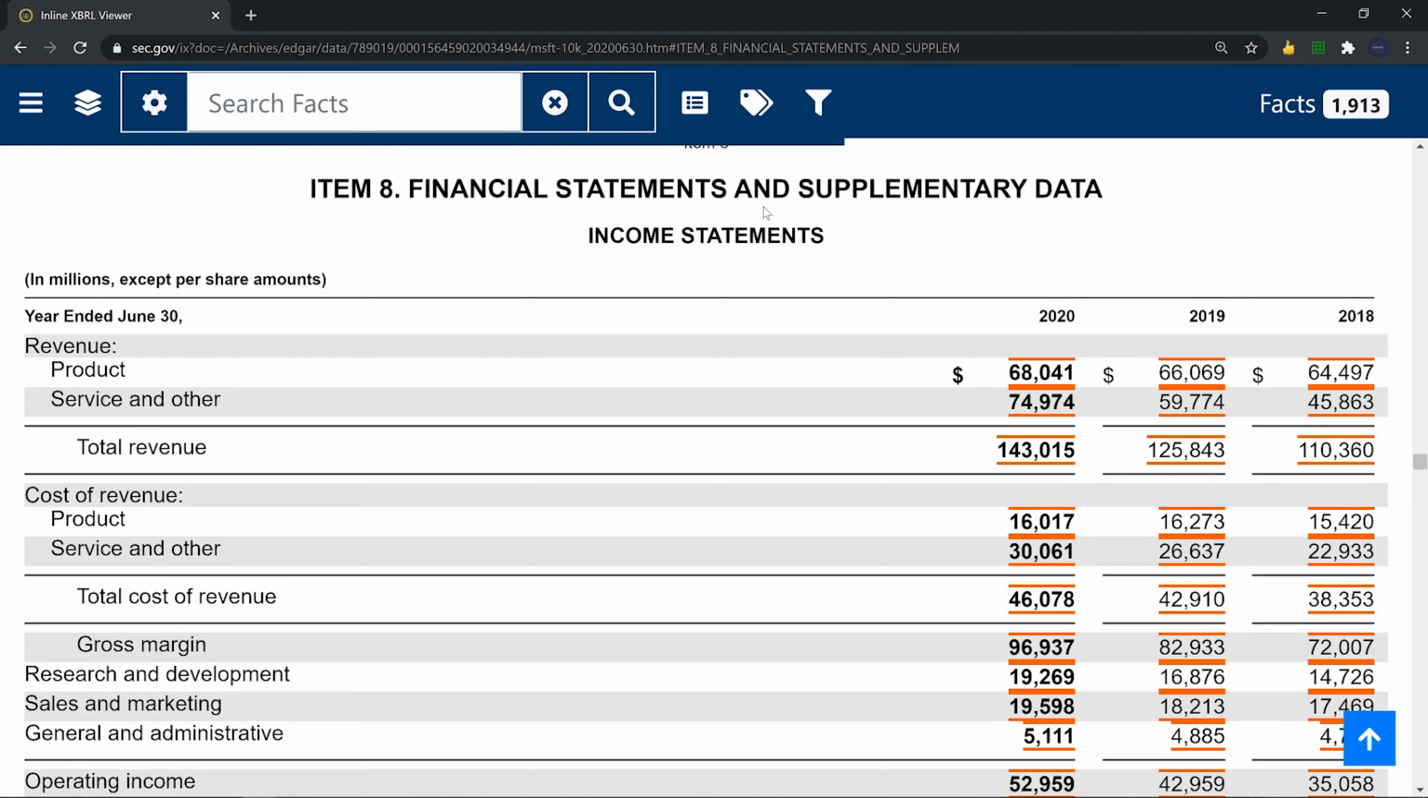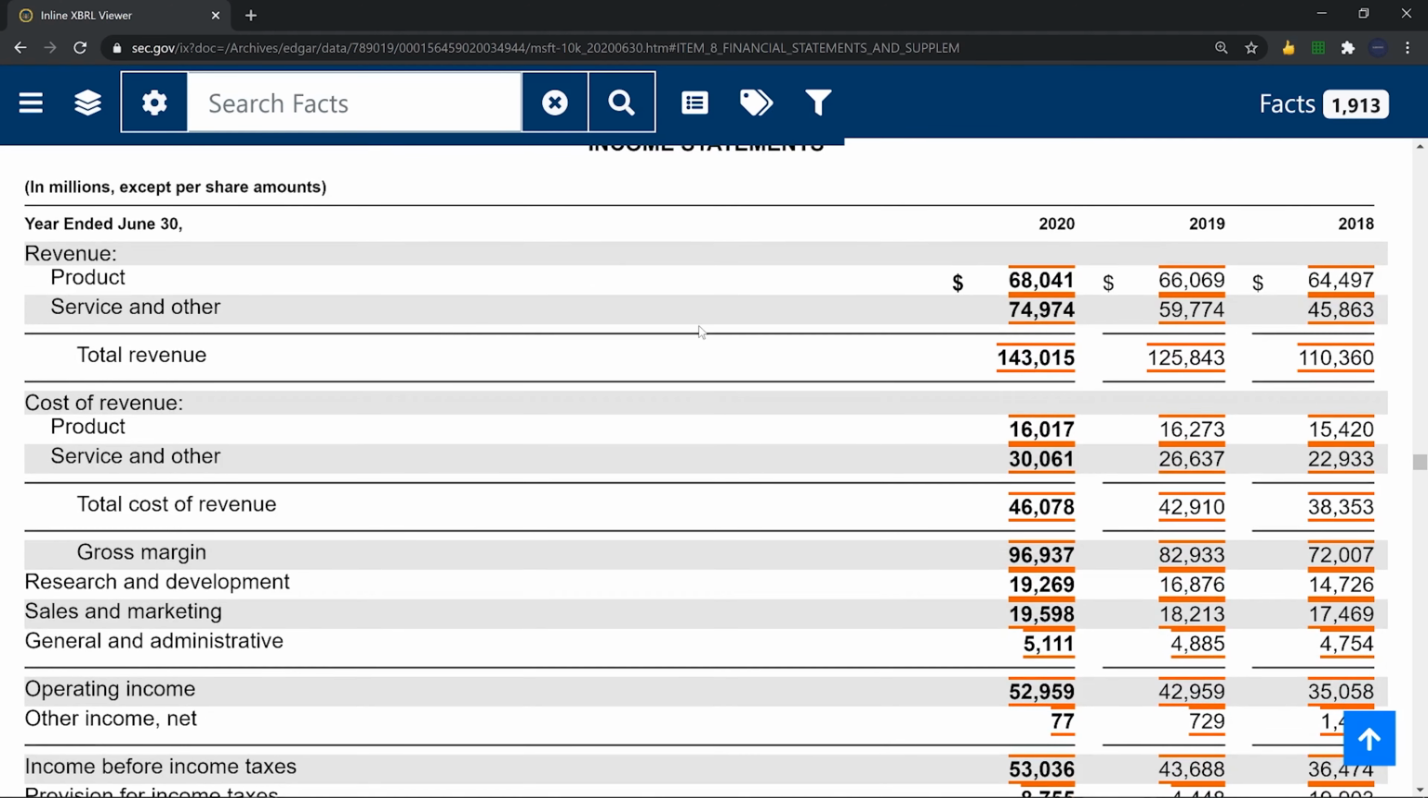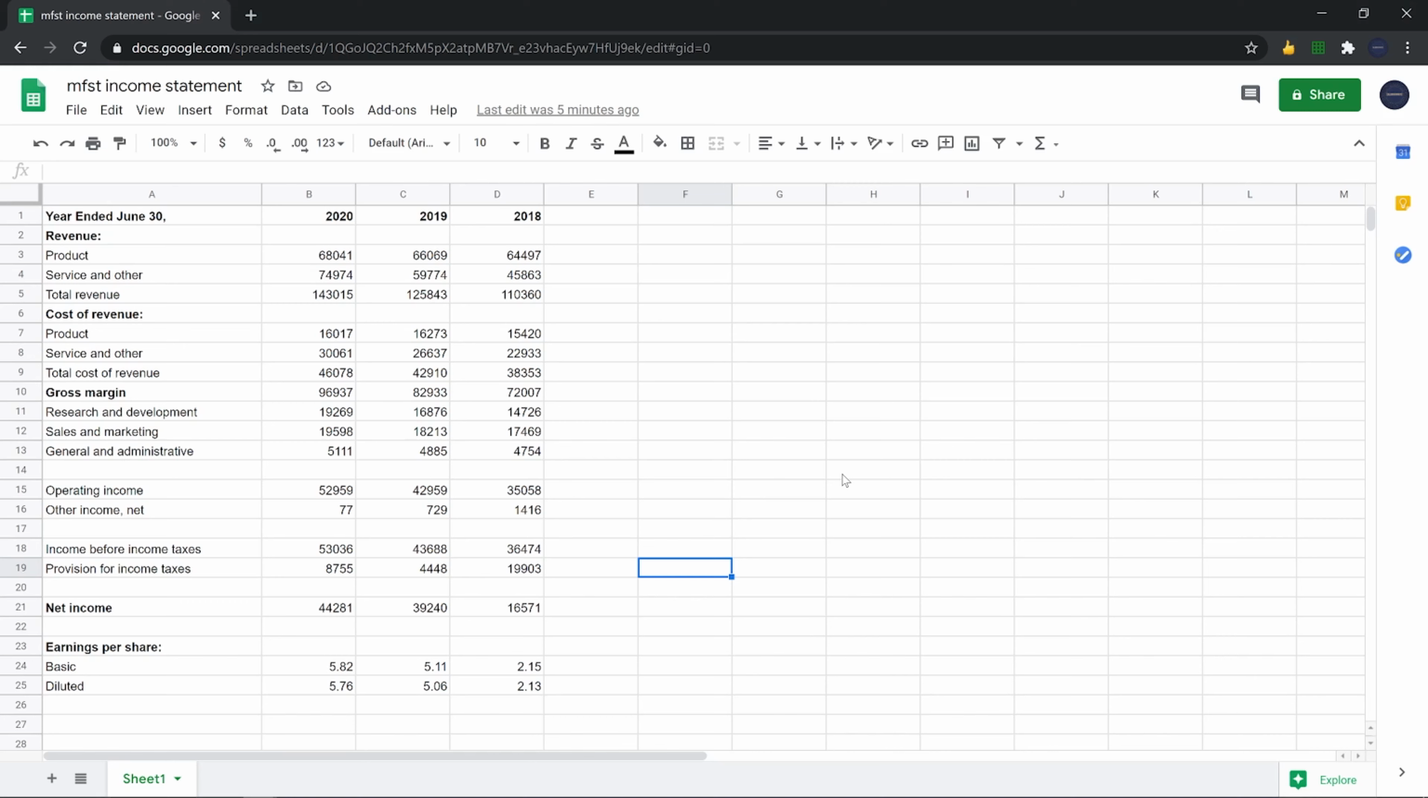Boom, and just like that, we're back. So I'm actually at the SEC Edgar database checking out Microsoft's income statement, and we can see it here. But what I'm gonna do is copy all these values out and go to Google Sheets just so that we can play around with the different formulas and perform horizontal analysis. So here we are on Google Sheets. I did the dirty work and I copied all the numbers out.